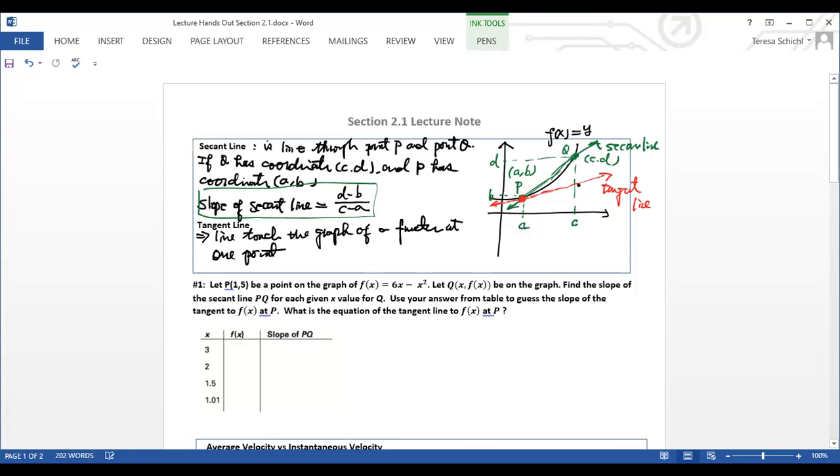Now the reason why we want to introduce the tangent line: if you take those green lines here, as you can see, if you push this point (c, d) closer and closer, for example, over here.